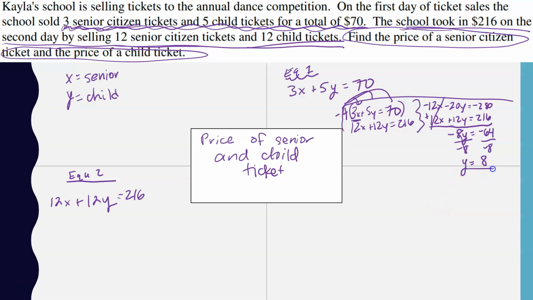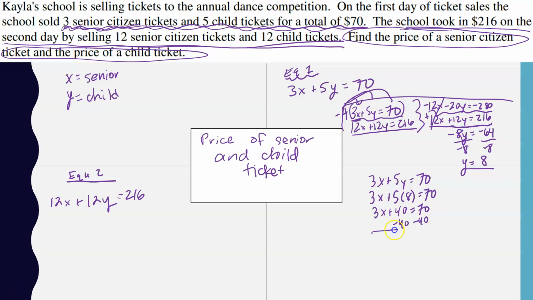Once I have one variable, I take that and plug it back into an equation. I picked the first one before I multiplied. I could either use the original, I could use the other original, or I could in theory even use the one that I multiplied by negative 4. So I do 3x. I have to remember to put that 8 in for the y, even though a lot of times people put it in for the x. So it's y equals, so I substitute for the y. 3x plus 40 equals 70.